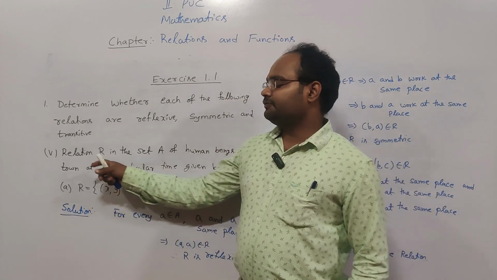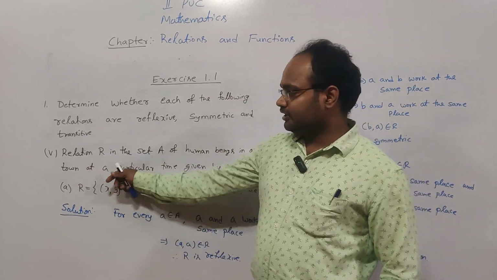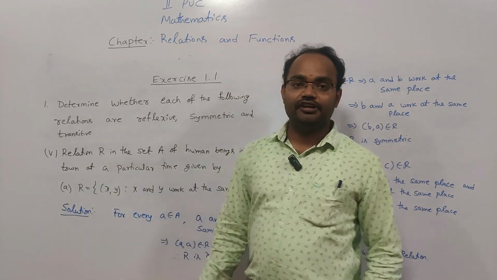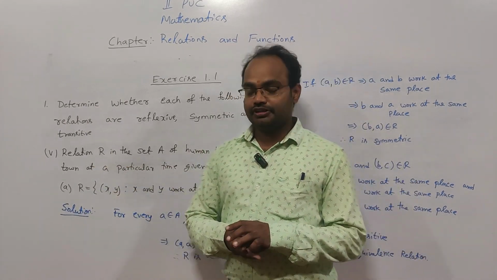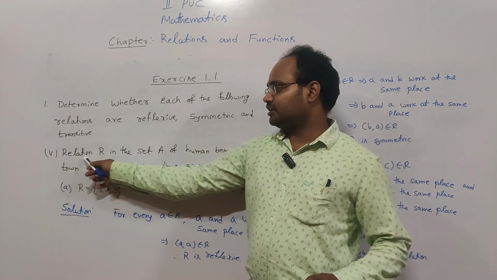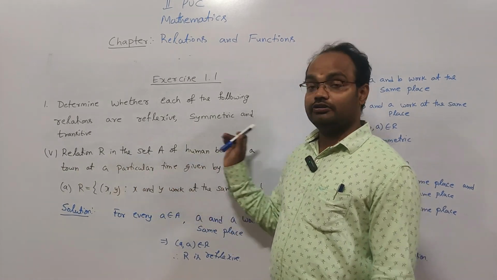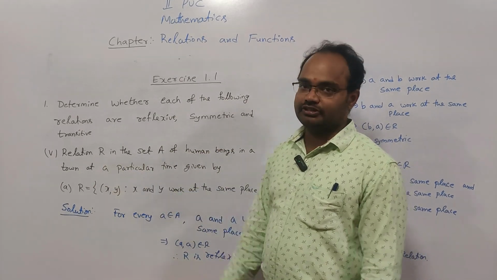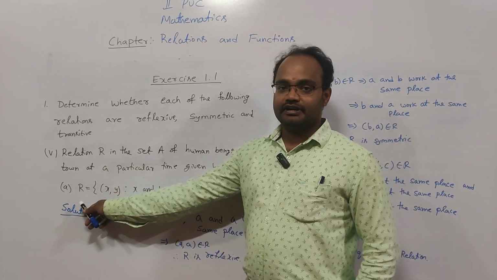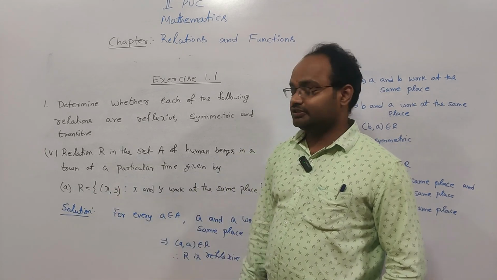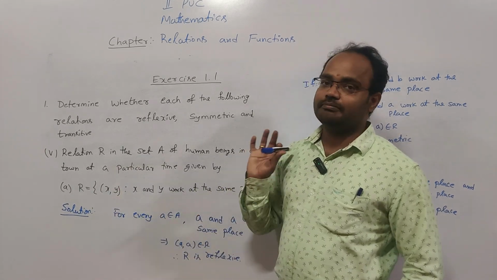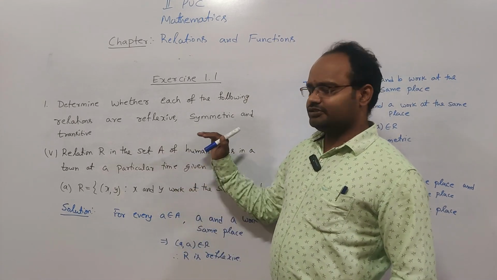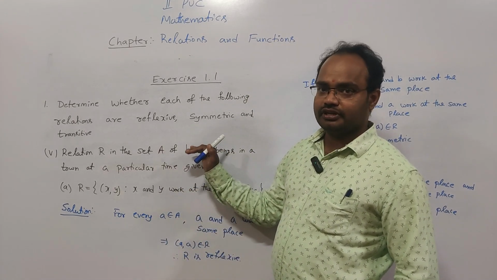Okay, fifth subquestion of question number 1. ಅದರಲ್ಲಿ ಮತ್ತೆ subquestions ಇದಾವೆ. ಅದರಲ್ಲಿ subquestion A ಡಿಸ್ಕಸ್ ಮಾಡೋಣ. Subquestion A ಹೇಗೆ ಡಿಫೈನ್ ಮಾಡಿದ್ದಾರೆ? A relation R in the set A of all human beings in a town at a particular time is given by, the relation is defined like this: R is equal to {(x, y) such that x and y work at the same place}. So idanna again it is not a finite set.